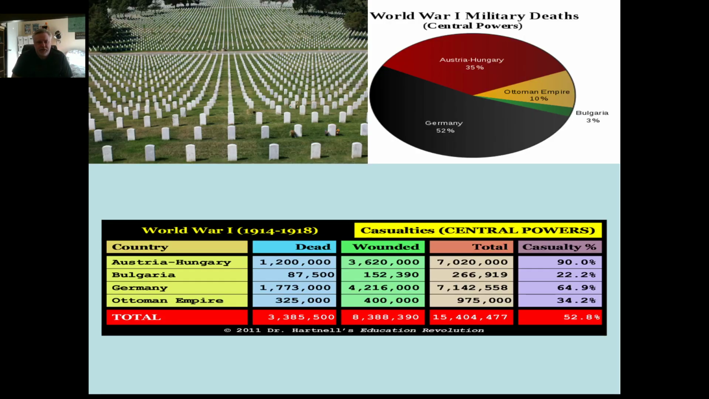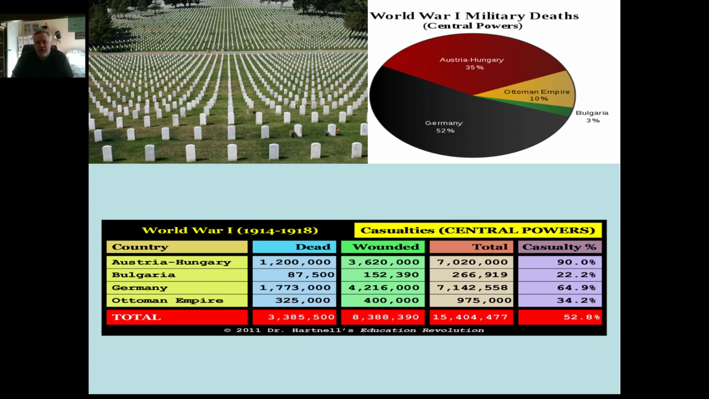The casualty numbers for the Axis powers, in total, between the Austro-Hungarians, Bulgarians, the Germans, and the Ottomans, almost 3.4 million people were killed. Almost 8.3 million were wounded.